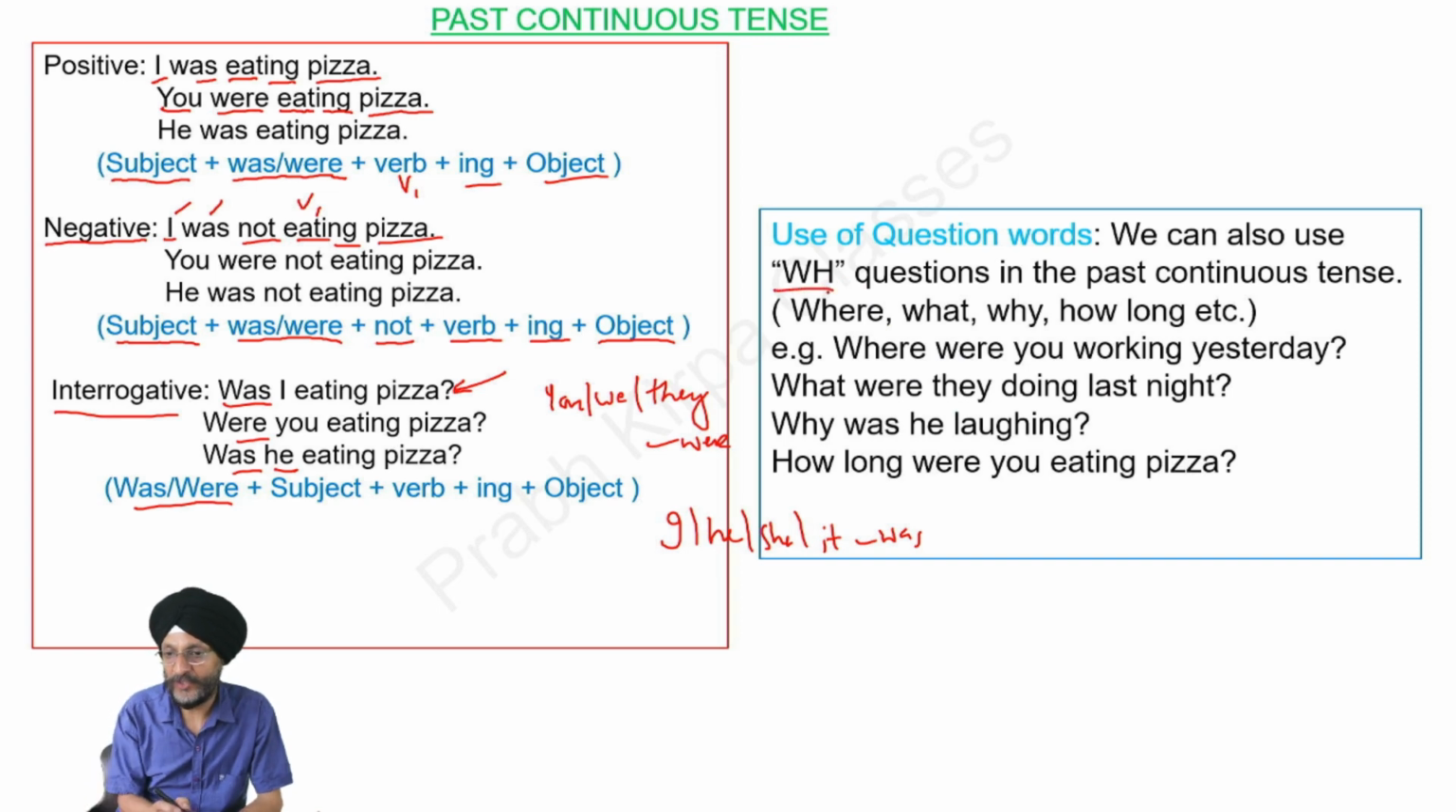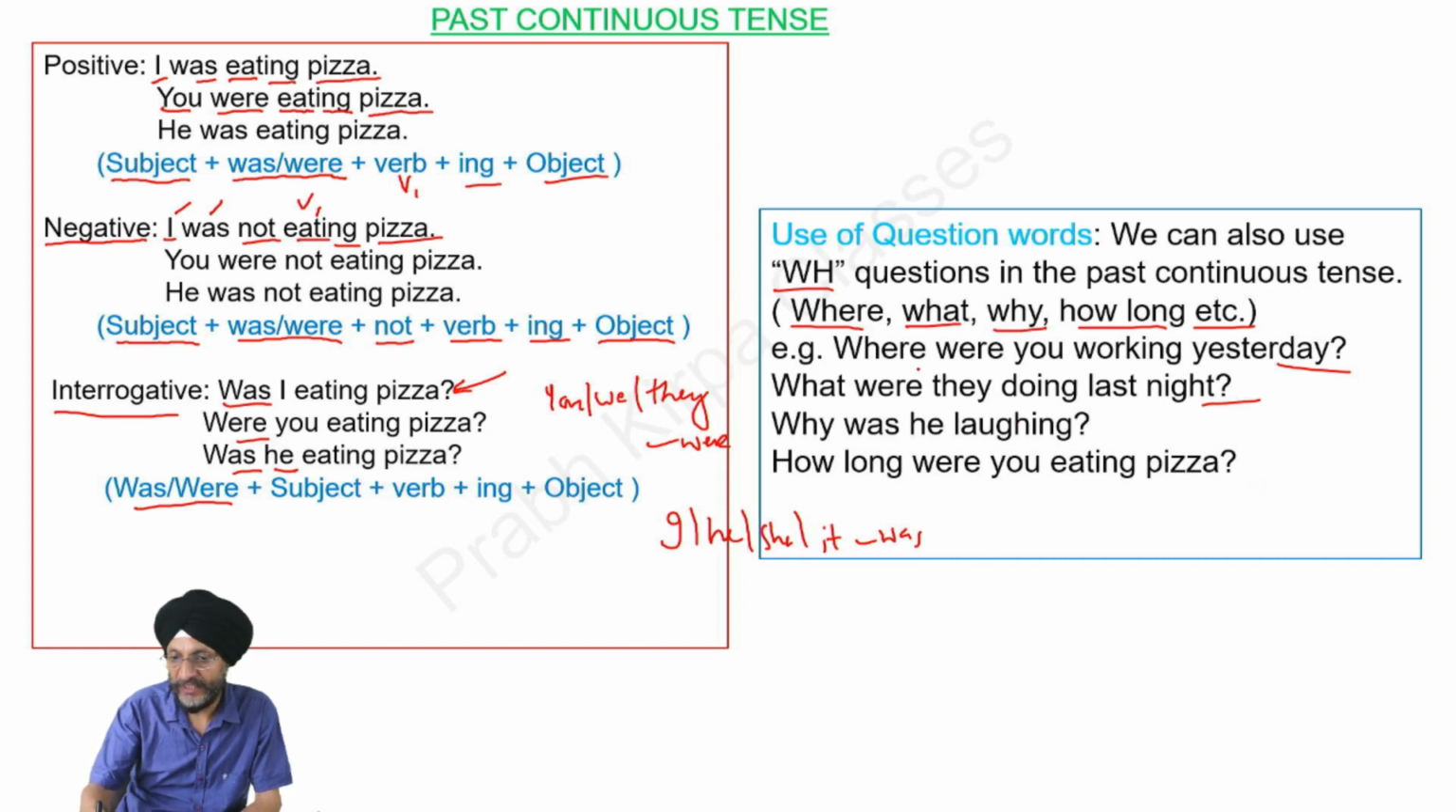We may also use WH questions in the case of interrogation. What are these? In many cases, a sentence may start with where, what, why, how long, etc. Examples of the same are given here. Where were you working yesterday? What were they doing last night? Why was he laughing? How long were you eating pizza?